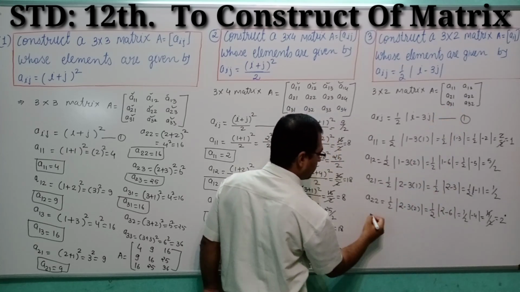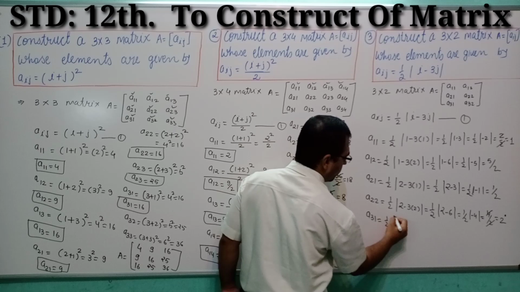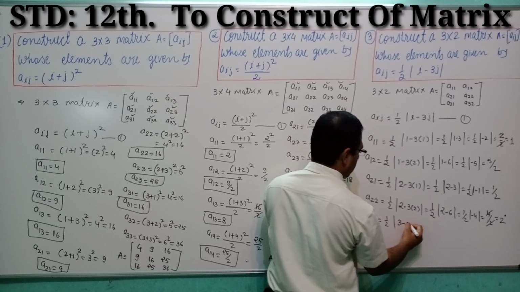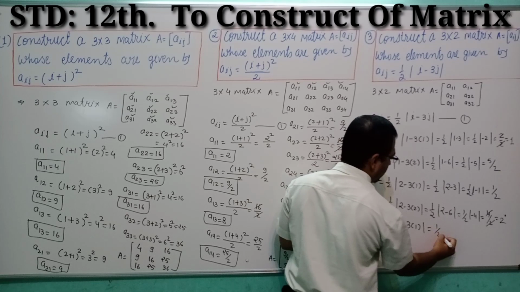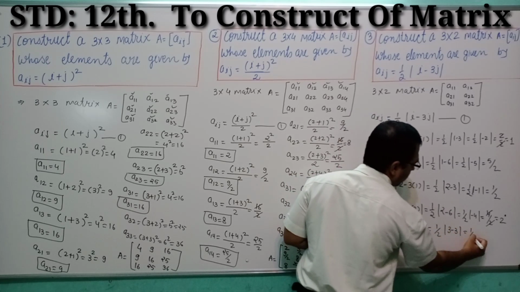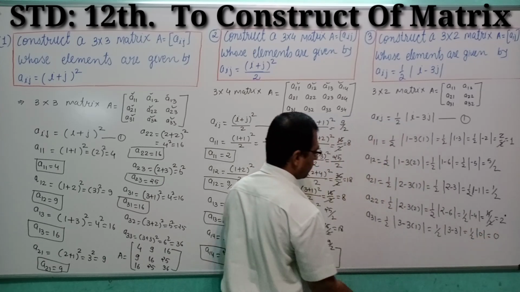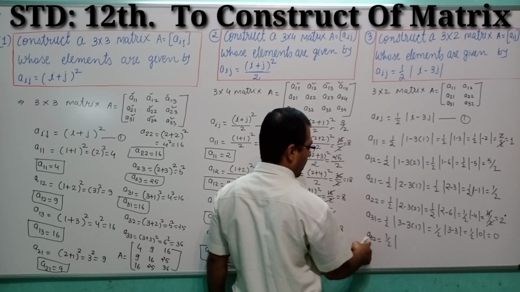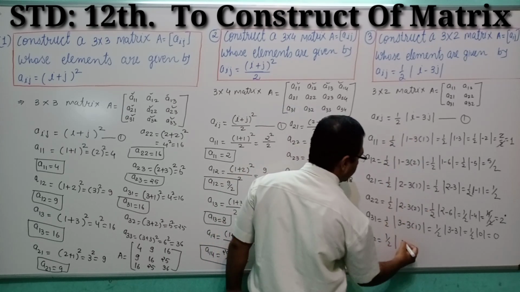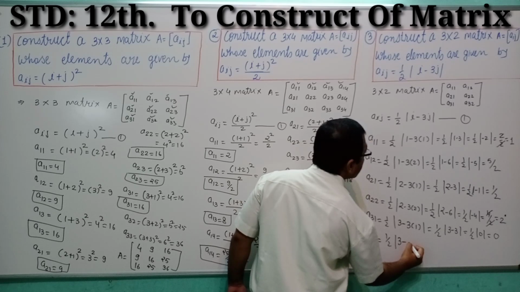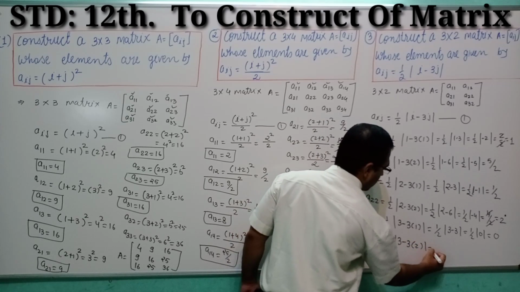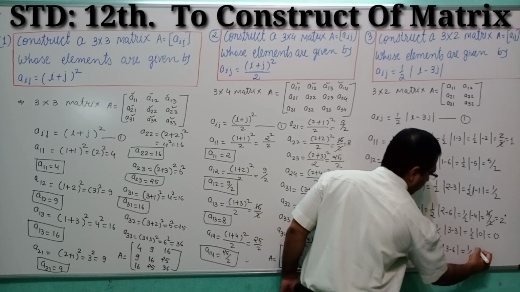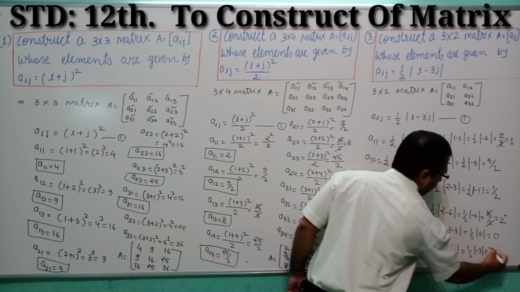Now we will find out A31. 1 by 2. Value of i is 3 and the value of j is 1. So 3 minus 3 into 1. 1 by 2, 3 minus 3. 1 by 2 modulus 0 is equal to 0. Now the final element is A32. 1 by 2. Putting the value of i is 3 and the value of j is 2 in this equation. So 3 minus 3 into 2. So 1 by 2, 3 minus 6. 1 by 2, minus 3 in the modulus. So we are getting 3 by 2.